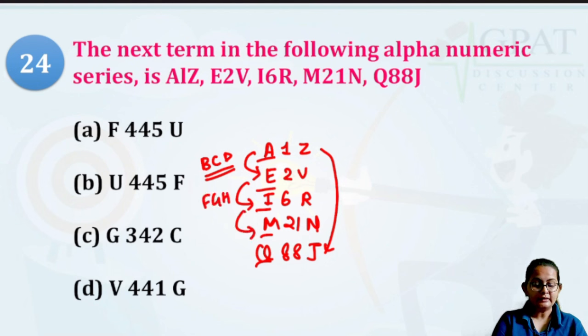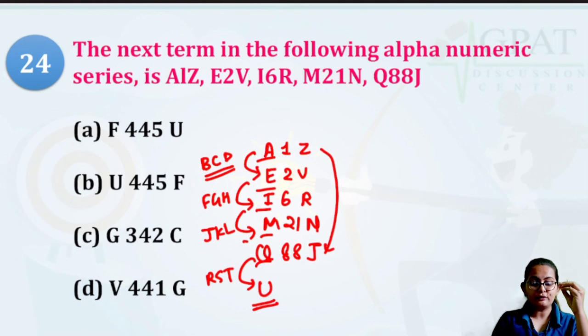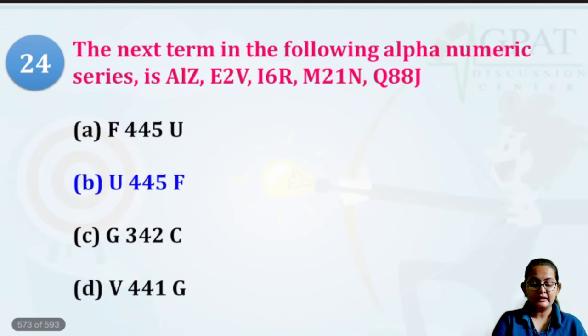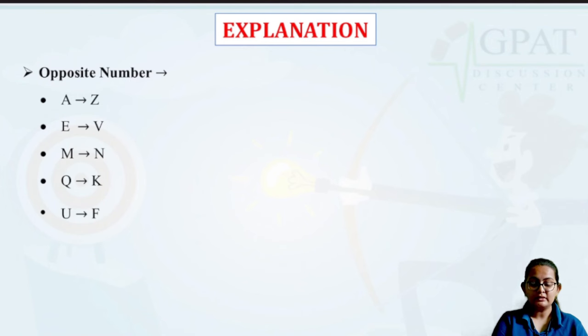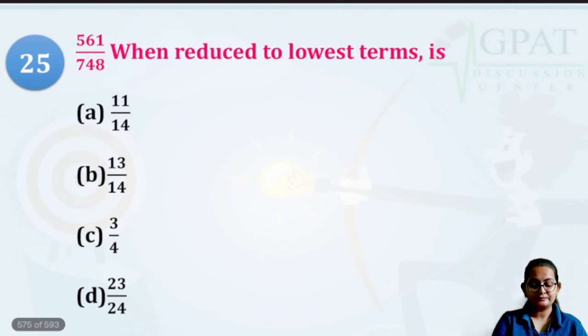Then after I, it is J, K, L. Then comes M. That means a difference of 3 letters is getting formed. So after Q, after a difference of 3 letters, R, S, T. That means U will be coming this side. If you get U as the answer, you are not required to find the other parts, because only one option has U, which is option B. So B is the correct answer. Okay, you just have to check the letters.